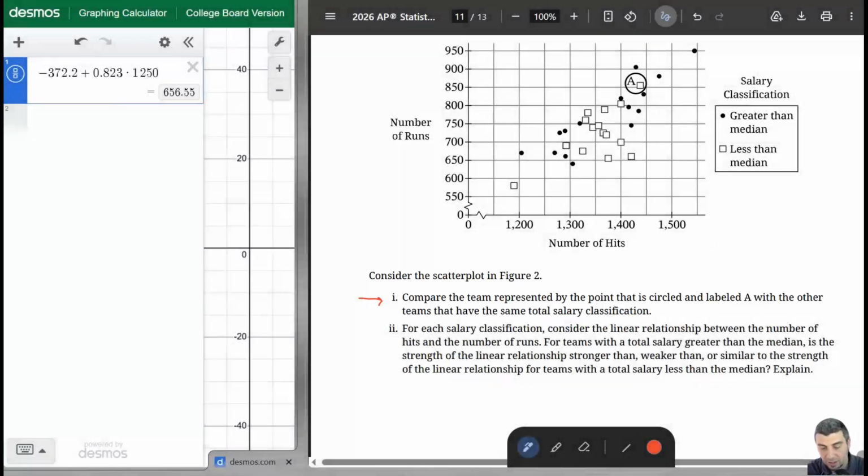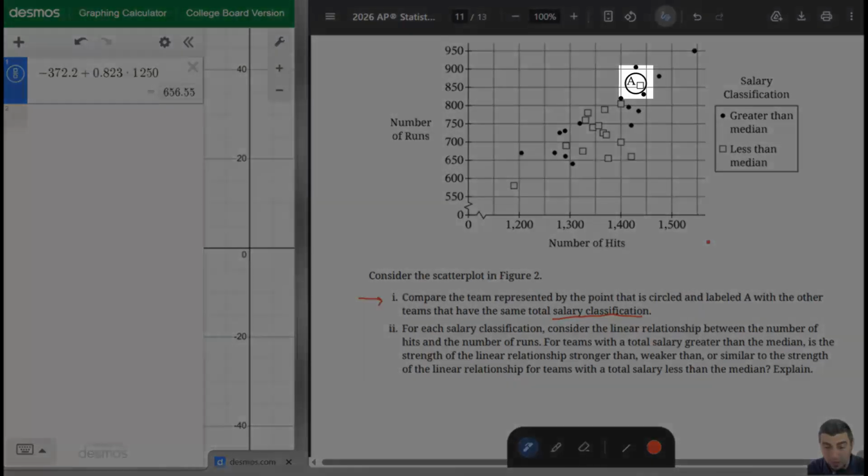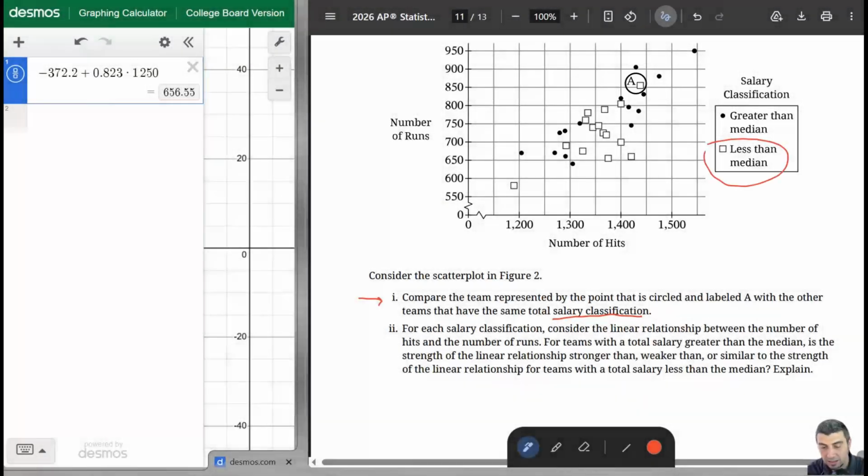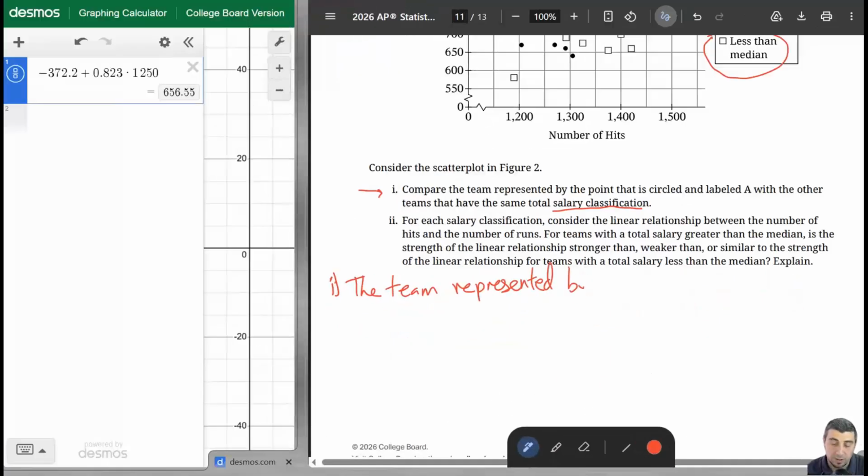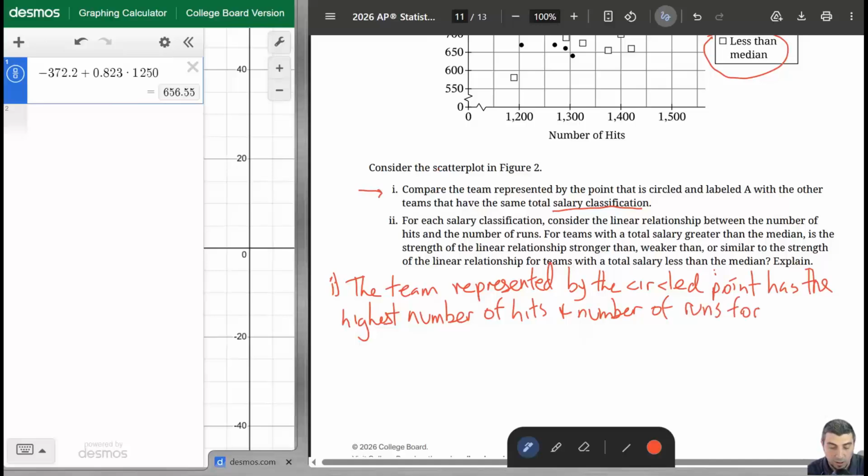Now, the salary classification at point A is a square, so that means that they are classified as less than median. So we're going to look at that point relative to the other points that are displayed with a square. So that circled team definitely has the highest number of hits and highest number of runs for all the teams categorized as less than median for their salary classification. So the team represented by the circled point has the highest number of hits and runs for all of the teams in the less than median salary category.